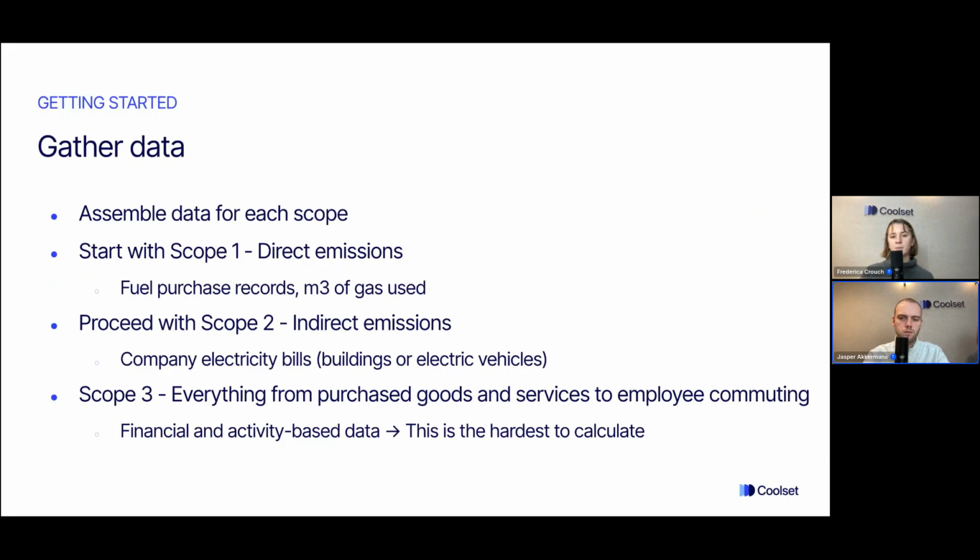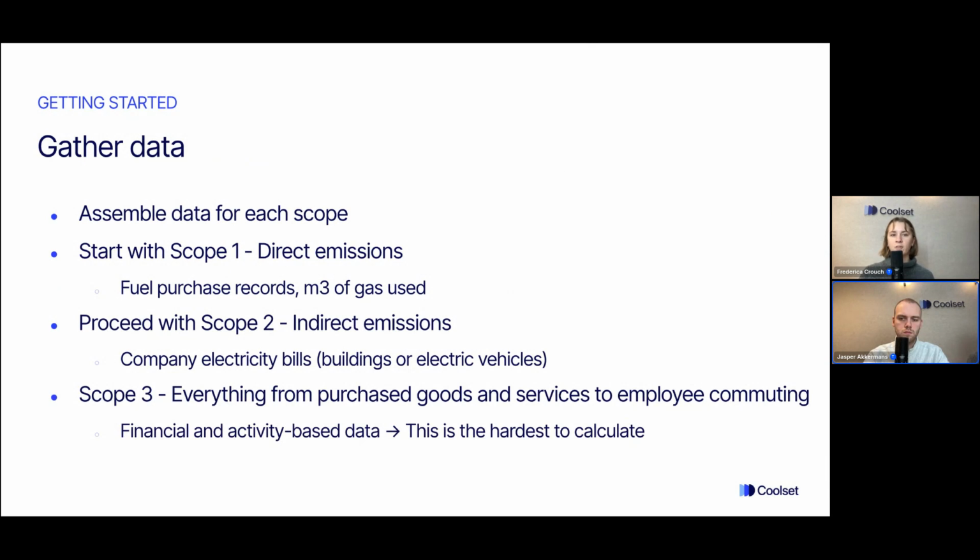Then you proceed with scope 2, the indirect emissions. Here, looking at your company electricity bills will be one of the main tellers. Any kind of cooling or heating bills that you use in your company, this is more likely to be true for hospitality or manufacturing. If you're an office or a tech startup, you might just have electricity bills for heating and lighting your office. And finally, scope 3, so that's everything else, from purchased goods and services to employee commuting. This will likely include both financial and activity-based data, and is the hardest to calculate.